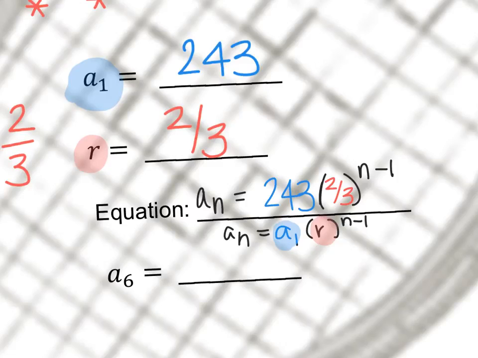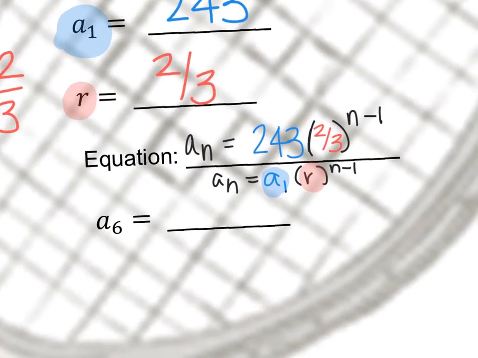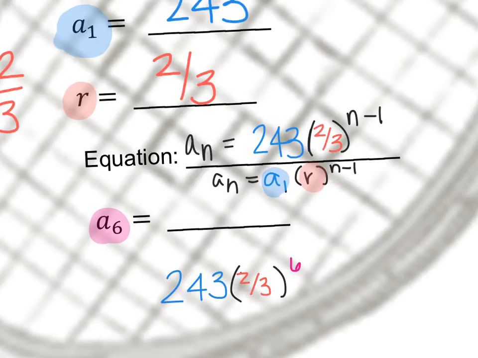So there's my equation, which is going to be useful because now, what number in the pattern does it want me to find? What's it asking for here? Good, it wants the 6th number. So that means I need to plug in 6. So 243 times 2/3 to the 6 minus 1 power. So all I did is I took whatever number it wanted and I plugged it in where n was originally. Okay, so put all that in your calculator.